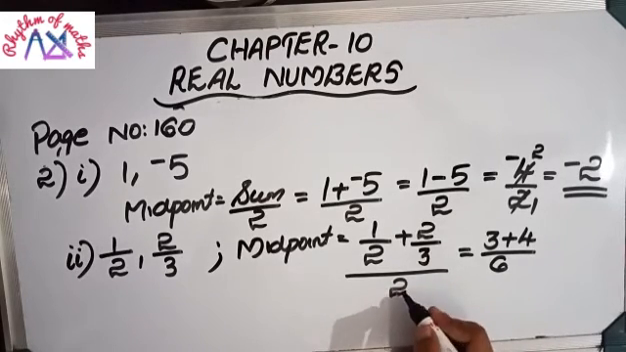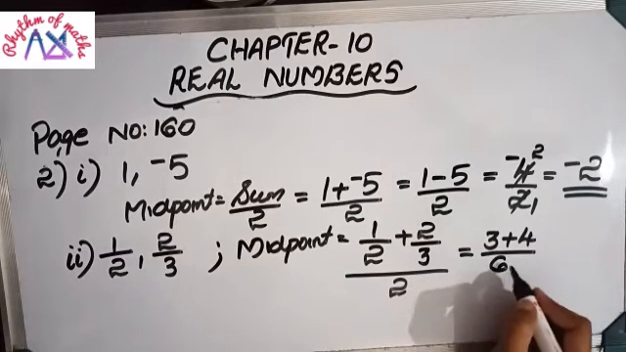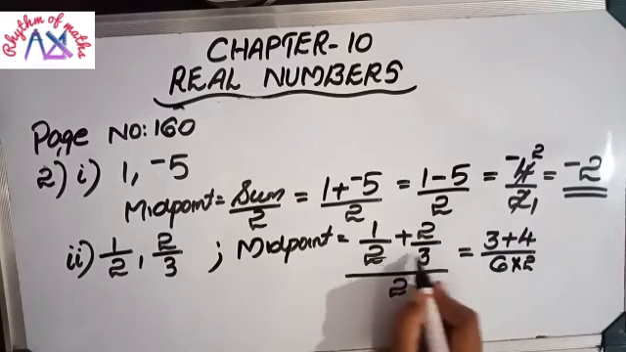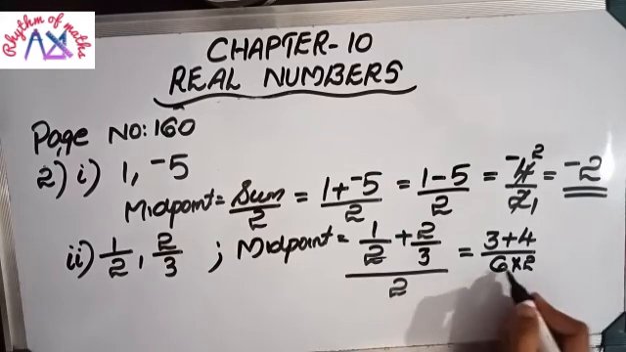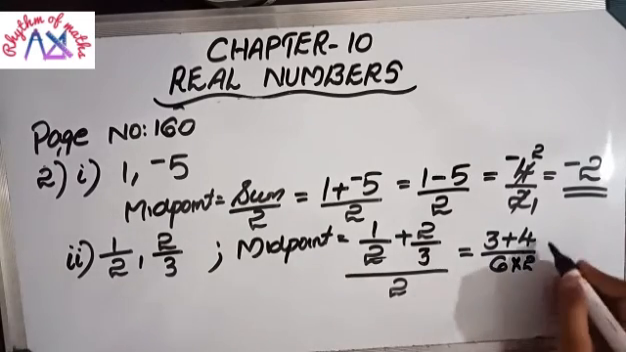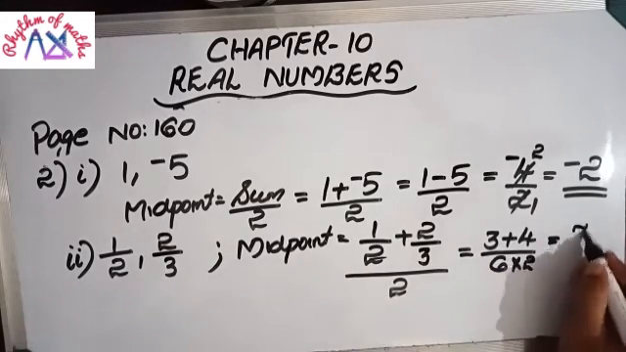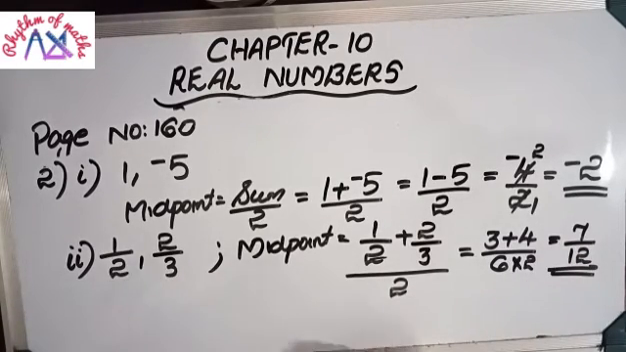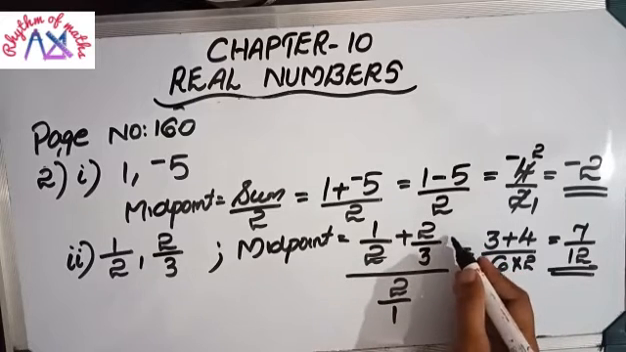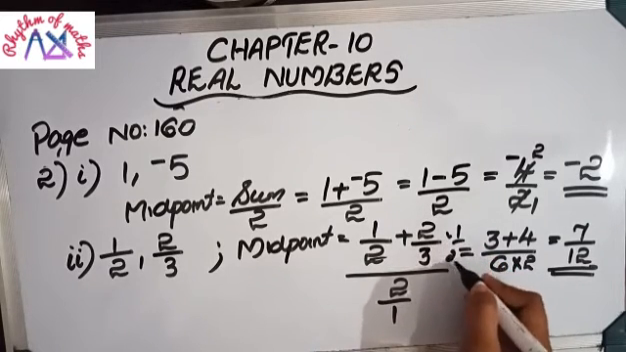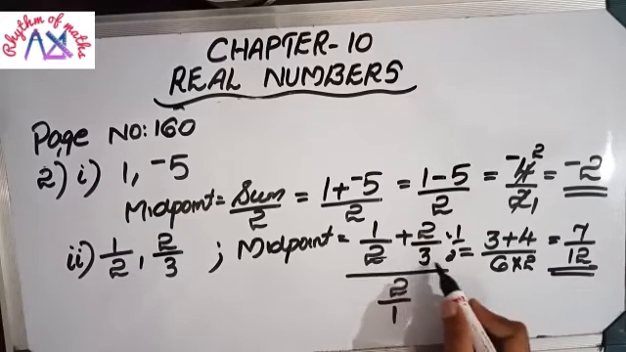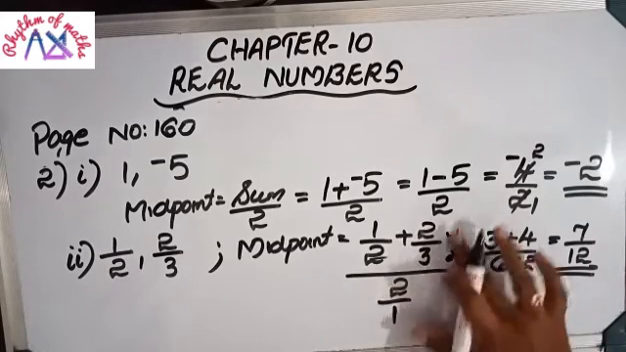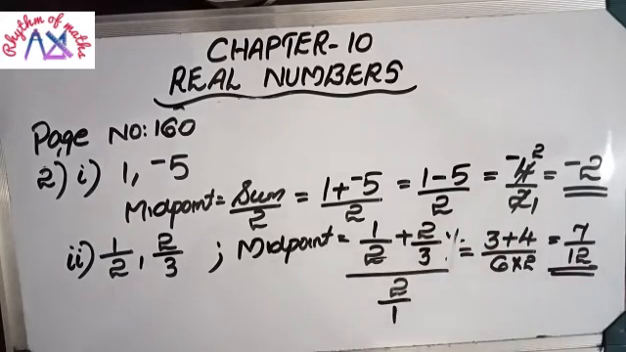If we take this 2 to the numerator, it will be here, along with this denominator. So 6 into 2, like this you can write. So 4 plus 3 is 7. 7 by 12. 7 by 12 is the midpoint of 1 by 2 and 2 by 3. This means 2 by 1. When you take this 2 by 1 to this side, it will be 1 by 2. That's why this 2 comes along with the denominators 3 and 2. So the answer is 7 by 12 for the second sub question.